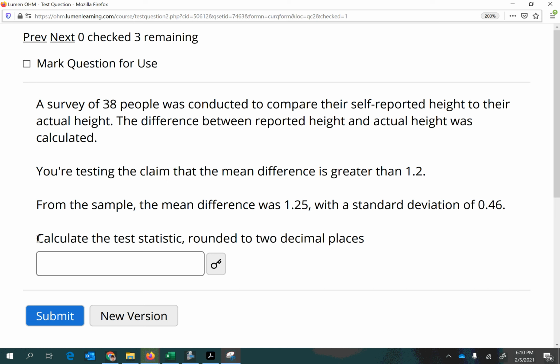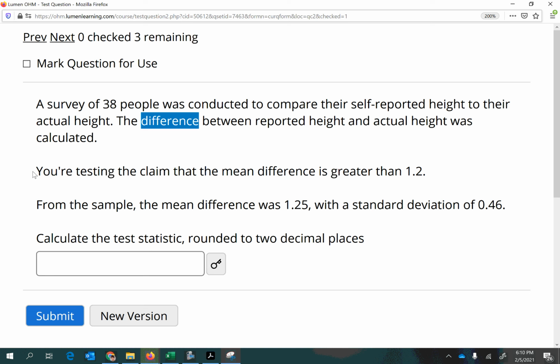Okay, so here's our objective. We are going to calculate a test statistic, which means we're going to need a formula. And in order to choose which formula is appropriate, you have to identify what kind of test it is. Here we were given a sample of size 38, where we're comparing the difference between two pairs of data, paired data. So someone's reported height, just what they estimate they think their own height to be, matched up against their actual measured height. So these are matched pairs, and this will be a matched pairs t-test.